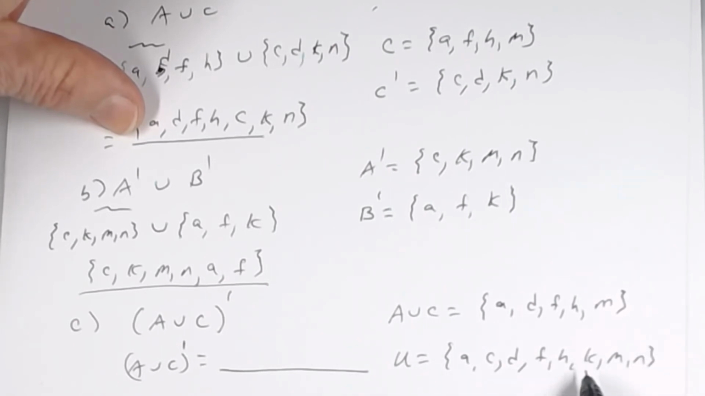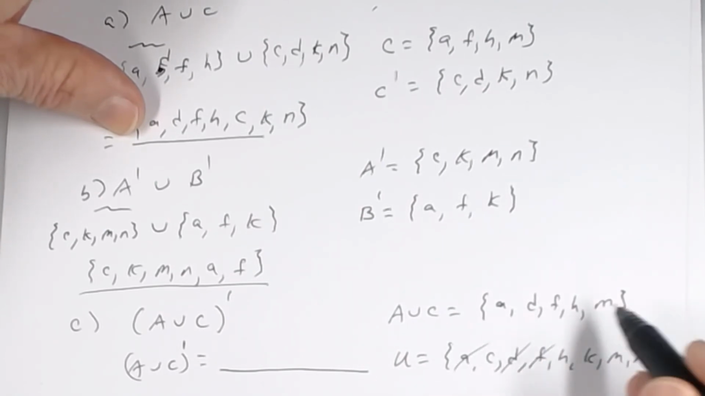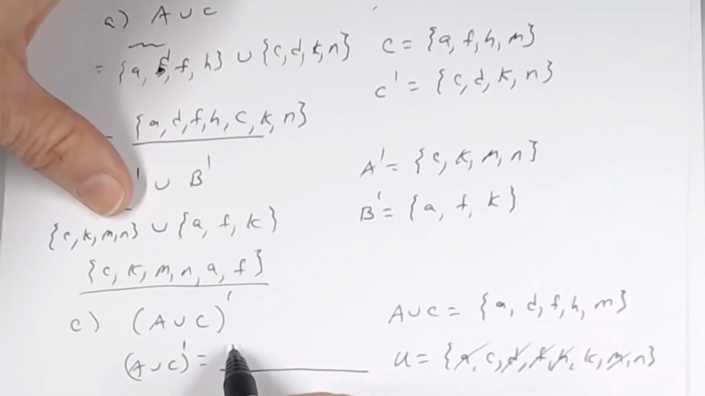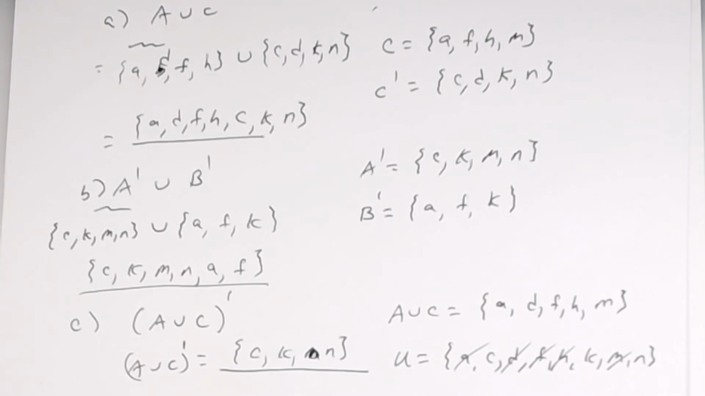And from this universal set, you take away these 5 elements. So I'm going to take away A, D, F, H, M. And so therefore, what's left? C, K, and N, right? That's an N. Okay? So that's what you go through.